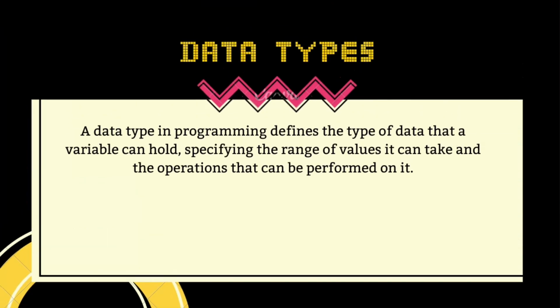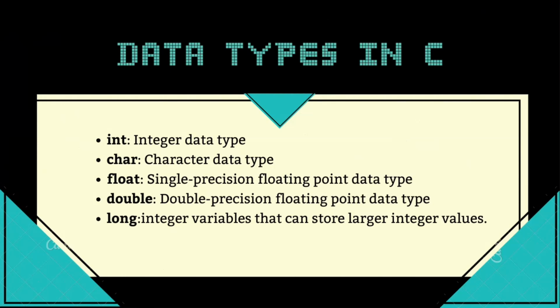Let's transition to data types in C. A data type in programming defines the type of data that a variable can hold, specifying the range of values it can take and the operations that can be performed on it. Data types in C and Python do not differ that much. However, there are some additional data types with various purposes in the C programming language.